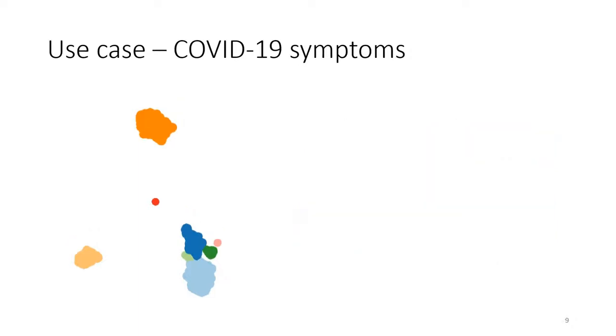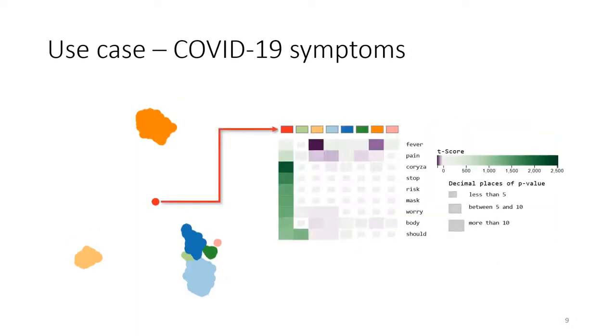Now let's look at the red cluster. You can see the most defining terms are coryza, stop, risk, mask, worry, and so on, such as fever and pain. Here, tweets are mainly talking about the worrying of wearing or not wearing masks, or worrying about other symptoms that may or may not be COVID-19.